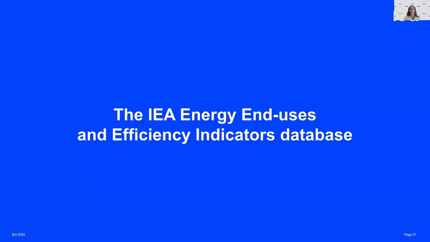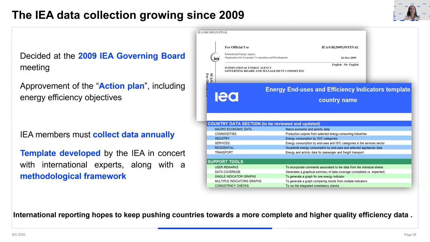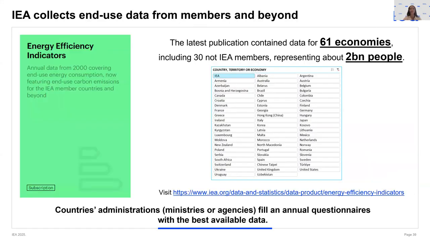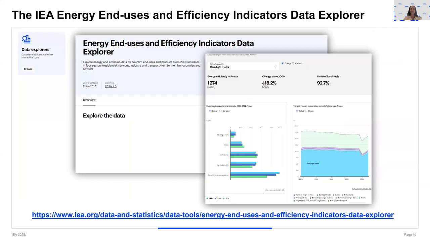And lastly, our database, which is called Energy End Uses and Efficiency Indicators. It was decided in 2009 in a governing board to start collecting efficiency indicators data, focusing on the energy demand side data. So that's why the IEA developed a questionnaire template based on a robust, harmonized methodology. This is a very detailed questionnaire and database that covers 31 member countries, 5 association and 3 accession countries, and 22 beyond the IEA family. And from all these data collected, the IEA Energy Data Centre compiles a large database available on our webpage and also a data explorer with a web interface to produce graphs and also browse our data, as you can see in the slide.